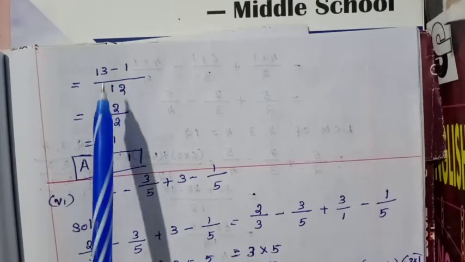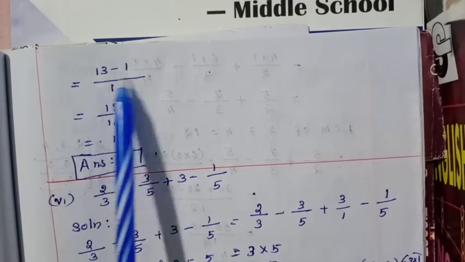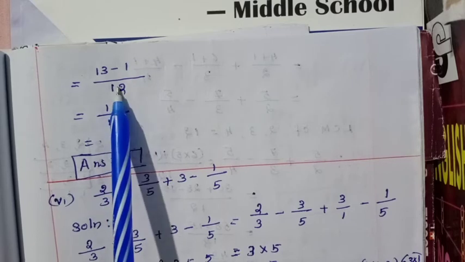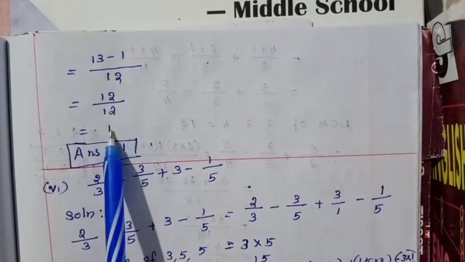13 minus 1, 13 minus 1 all by 12. 13 minus 1, the answer is 12 by this same 12. 12 by 12 is equal to 1, that is the answer. So the last answer is 1.